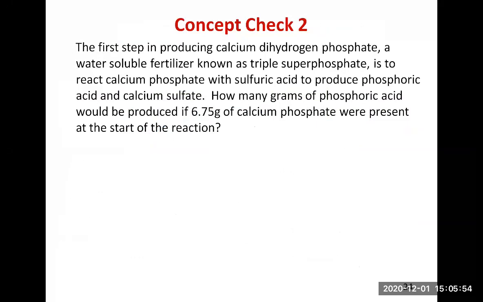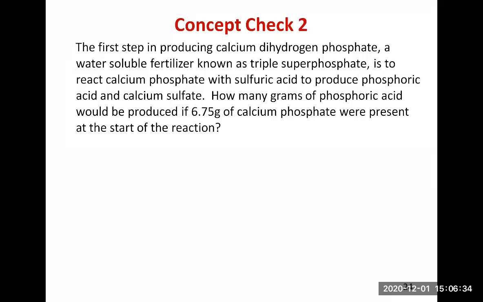So let's do a concept check. Let's read this. The first step in producing calcium dihydrogen phosphate, a water-soluble fertilizer known as triple superphosphate, is to react calcium phosphate with sulfuric acid to produce phosphoric acid and calcium sulfate. So this is the reaction in words. And the question is how many grams of phosphoric acid would be produced if 6.75 grams of calcium phosphate were present at the start of the reaction.